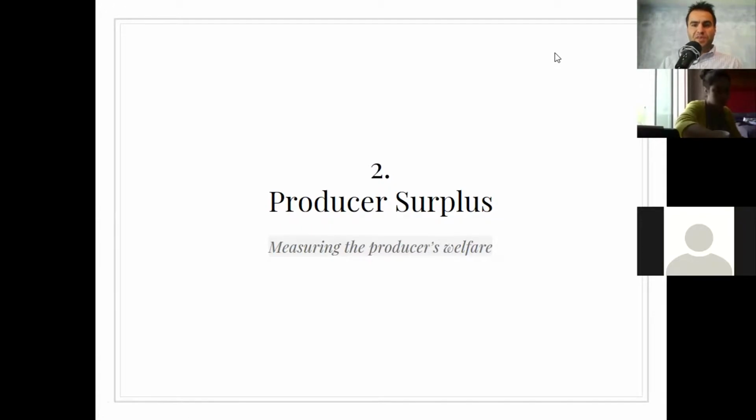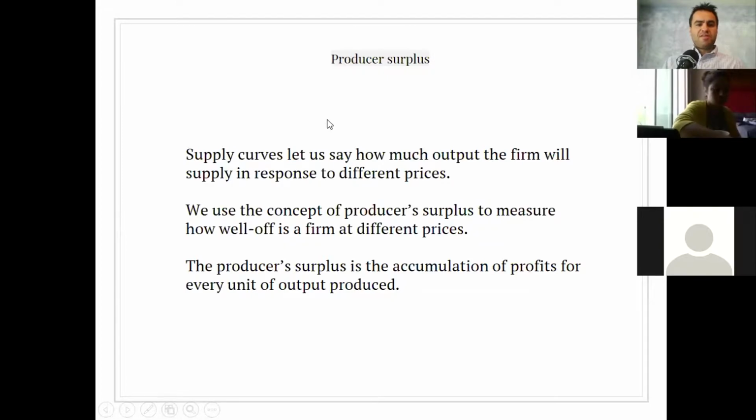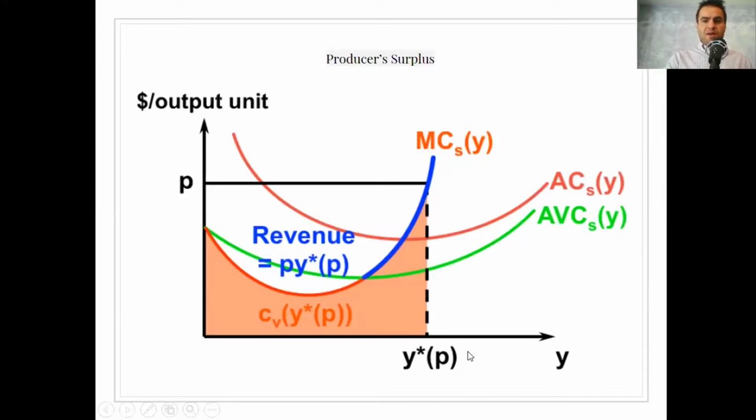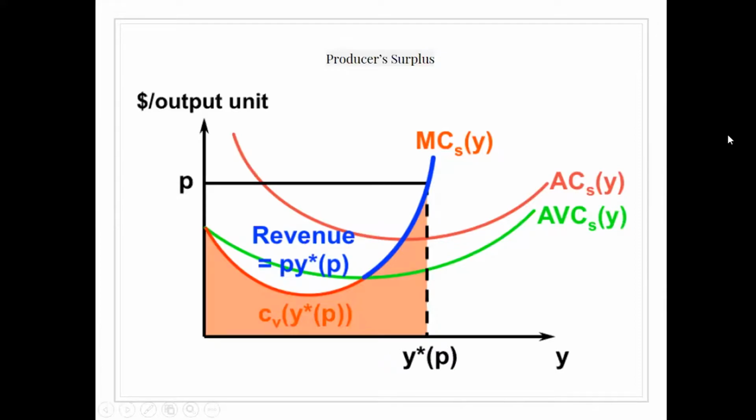whatnot. So the point here is that now we can look to the producer side of things. The producer surplus is literally the equivalent of the consumer surplus, but in the case of the producers, of firms. And as you would expect, the producer surplus is essentially the profits that those firms accumulate. With that in mind, we can look into what those profits are.